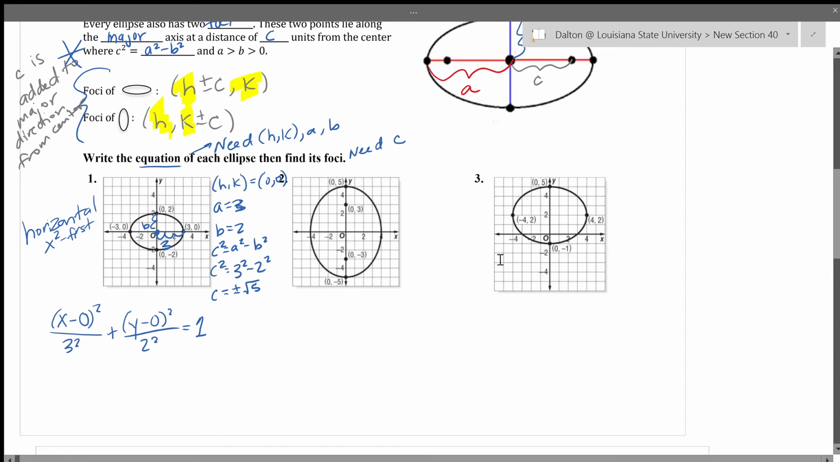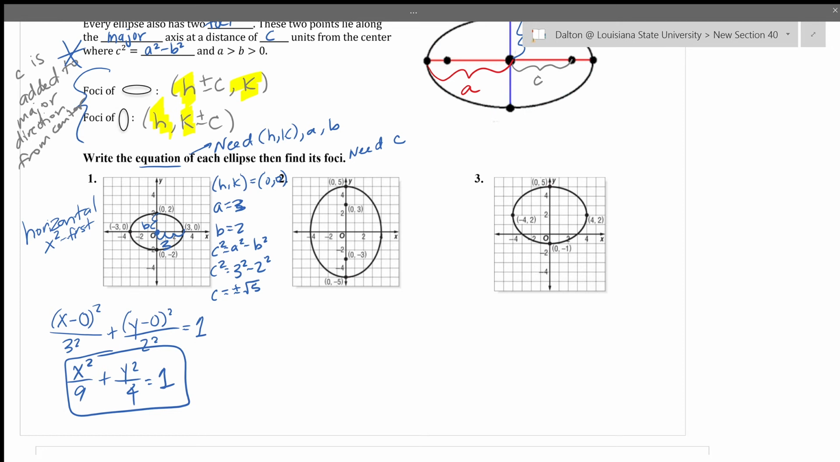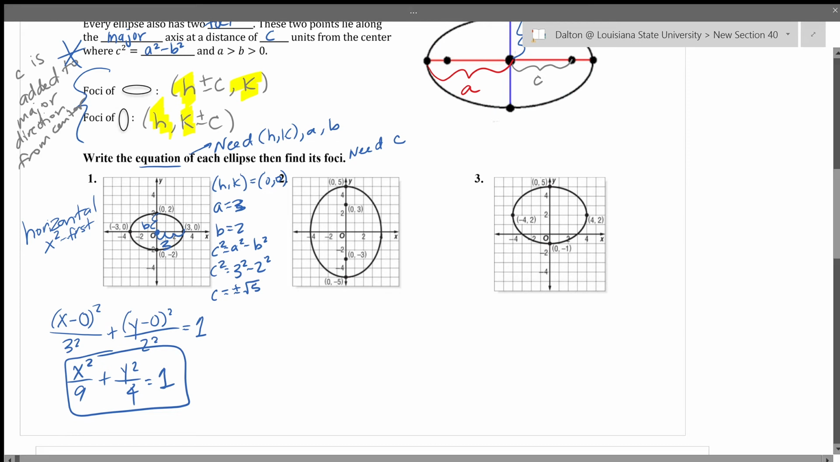X minus 0 squared is not simplified because anything minus 0 is itself. So you need to leave your answer as x squared over 9 plus y squared over 4 is equal to 1. So there's the equation of the ellipse. For the foci, again, every time you write foci, you're going to start with the center point. So the center point here is just 0, 0.